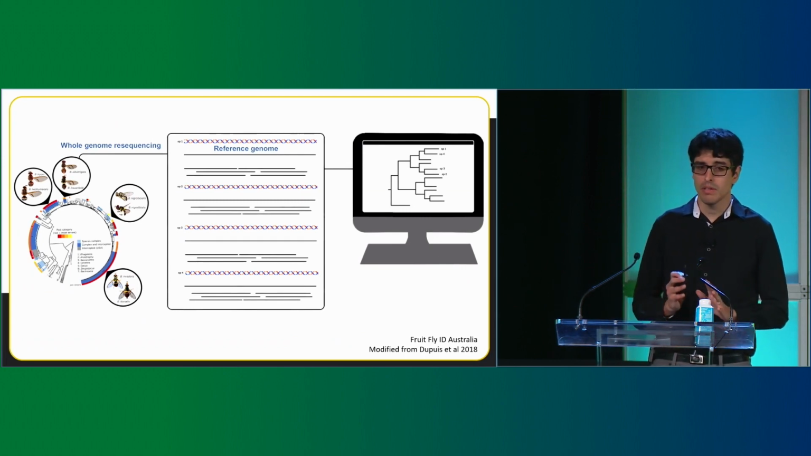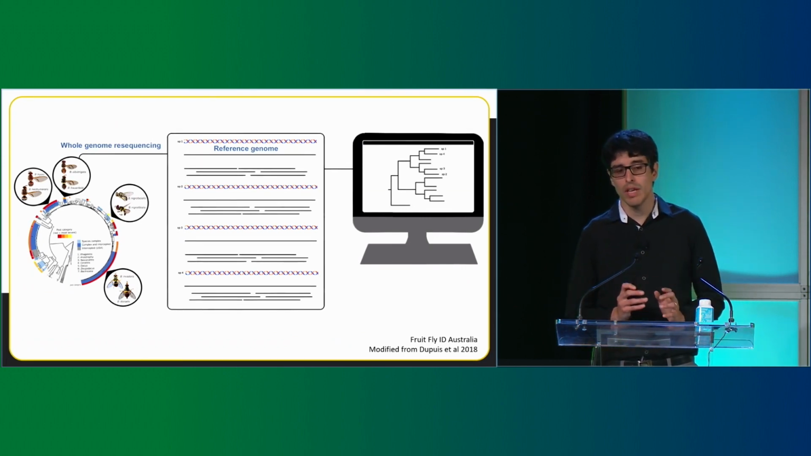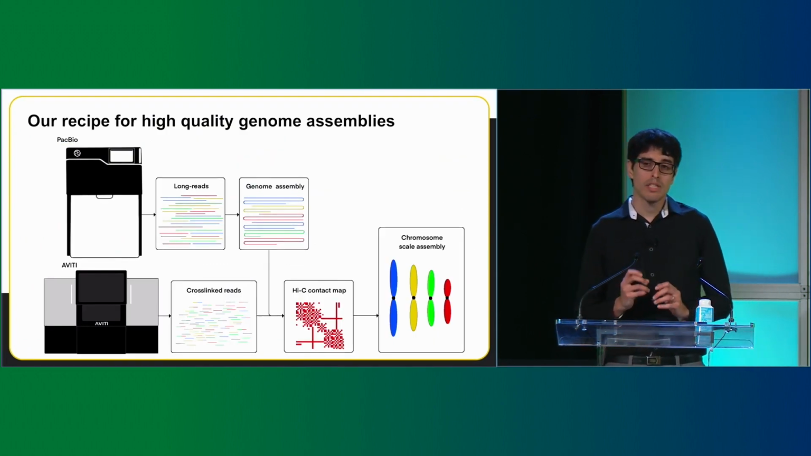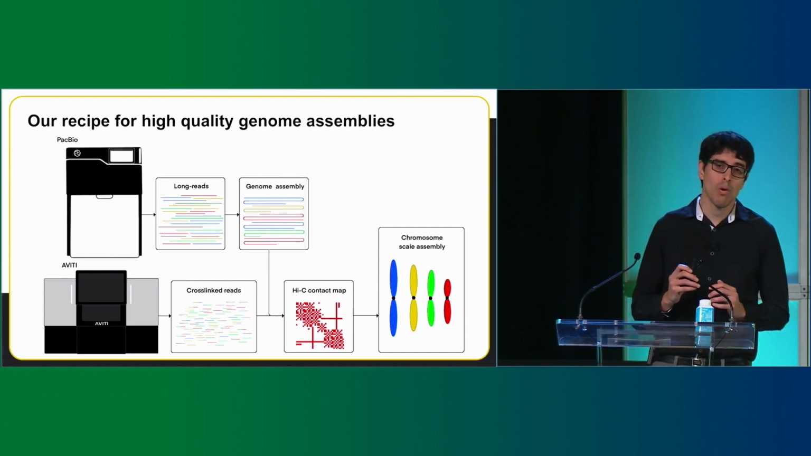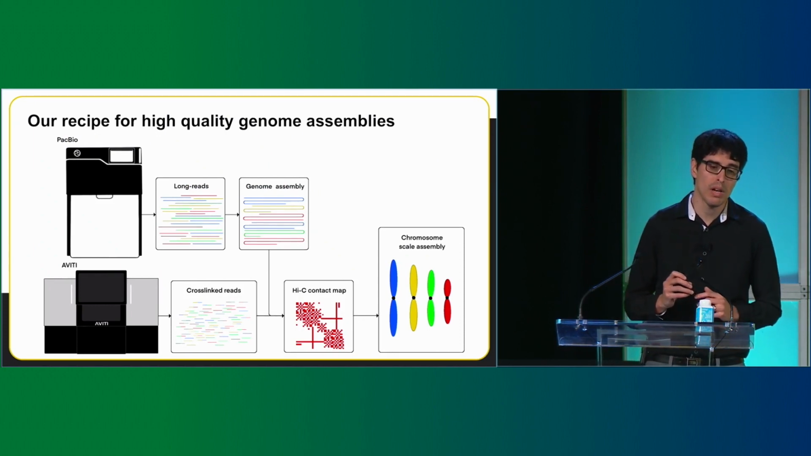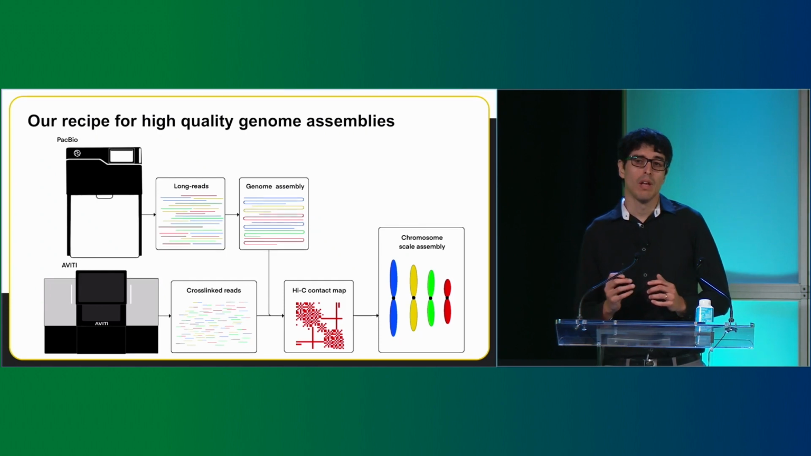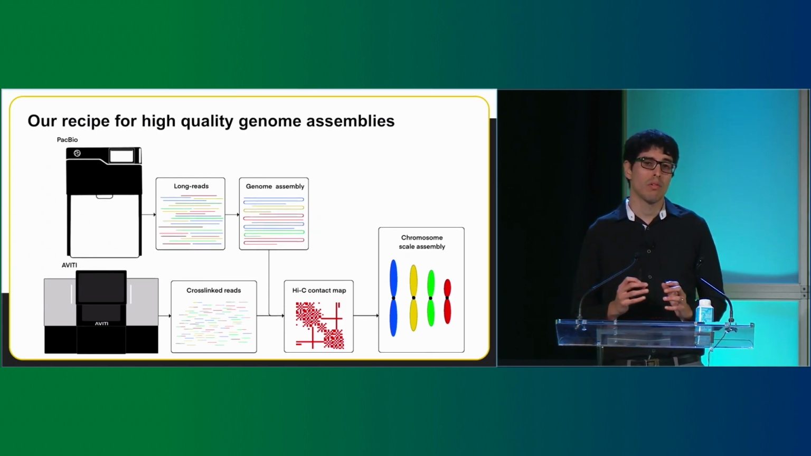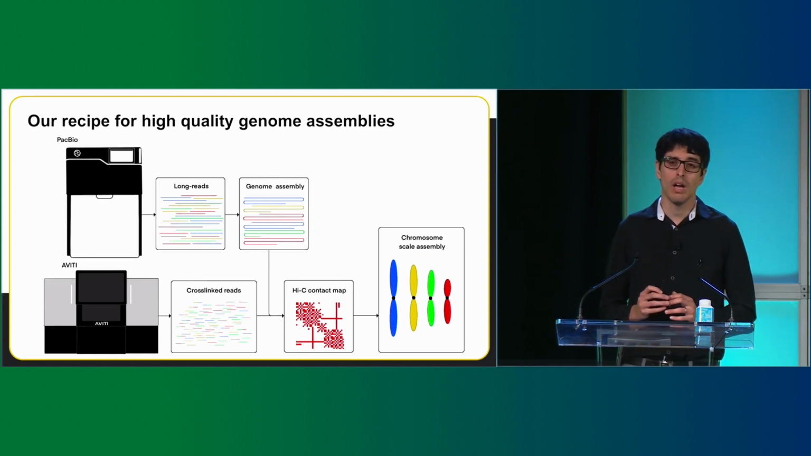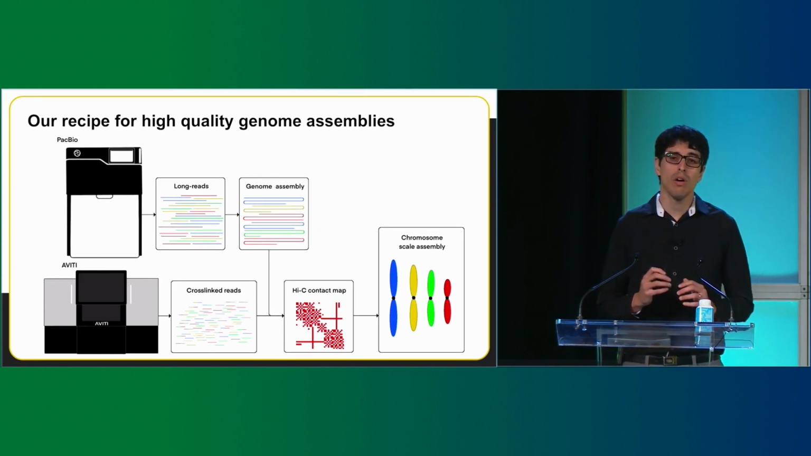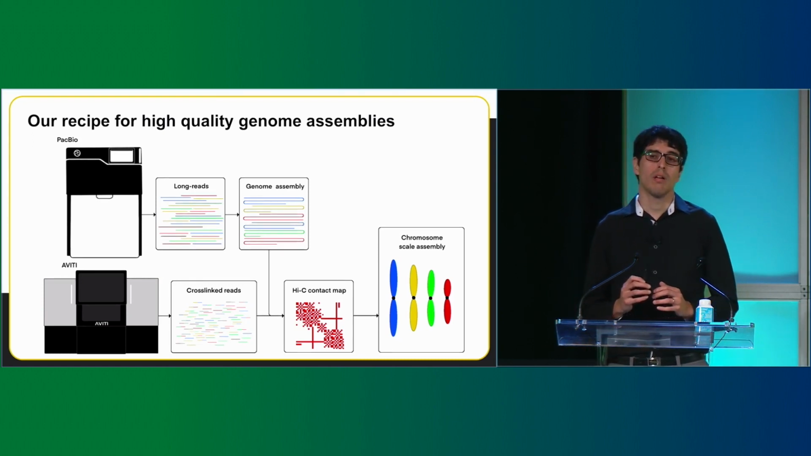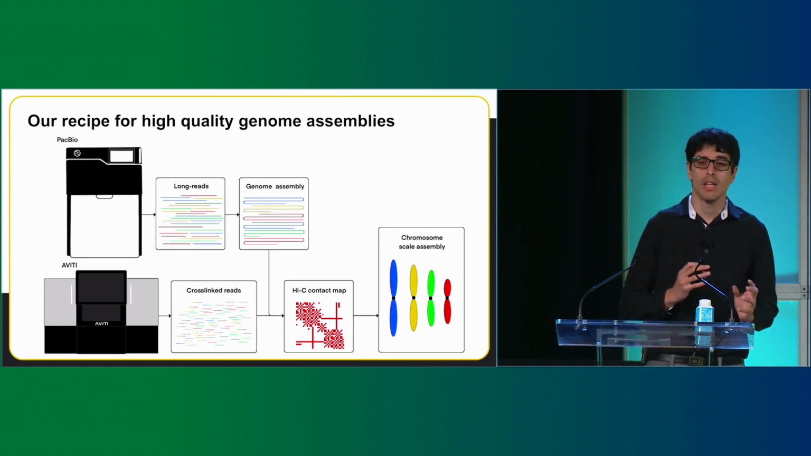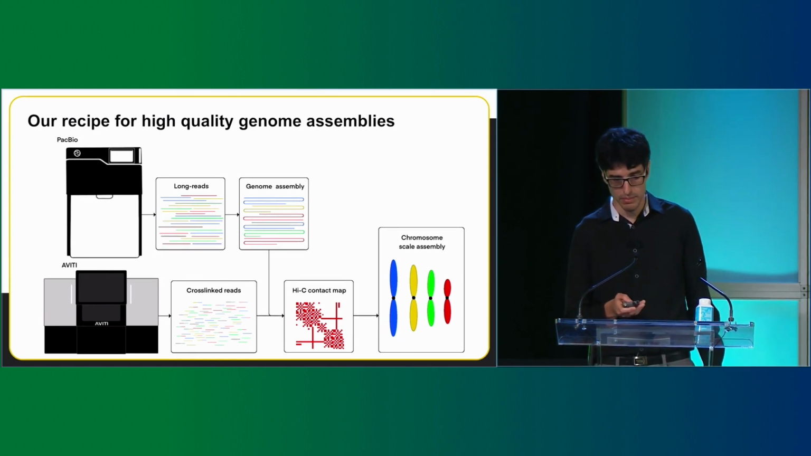So the first data that we need to generate is the reference genome. Here is our recipe for generating high-quality genome assemblies. It combines the strengths of two technologies. One is long-read sequencing using PacBio, and the other is using the Hi-C protocol and sequencing those reads in the VD instrument.